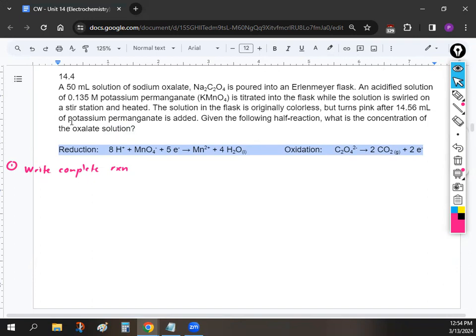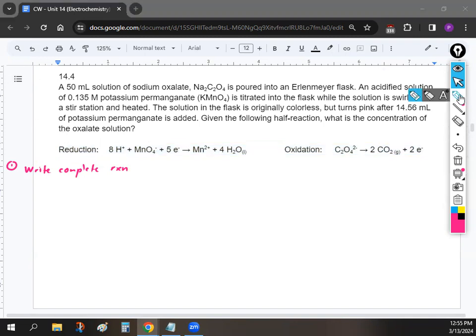You can't just combine them right away. Yeah, you need to cancel them out, but what's going to be the issue then? Yeah, it's not going to be balanced because if you notice, how many electrons are in the reduction half reaction? 5. How many are in the oxidation? 2. So what you need to do is make sure that the electrons are equal to one another so that they can cancel out. So that's the first thing you want to do. You want to multiply both equations so that you have the same number of electrons for both half reactions.